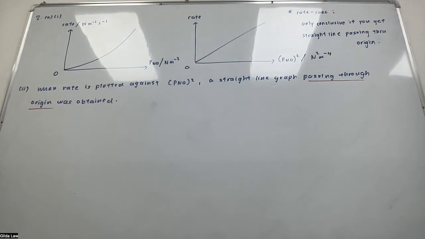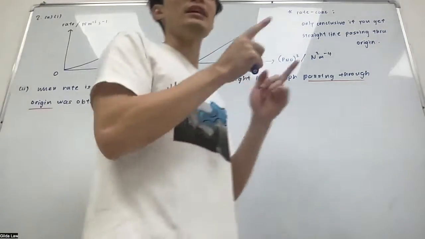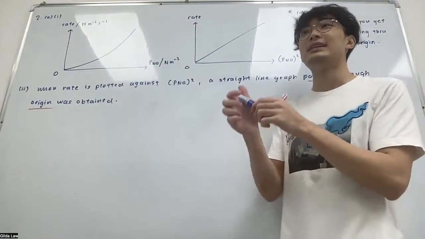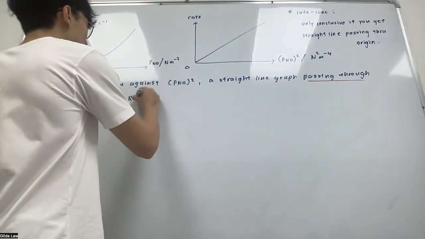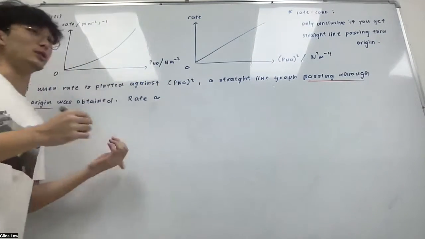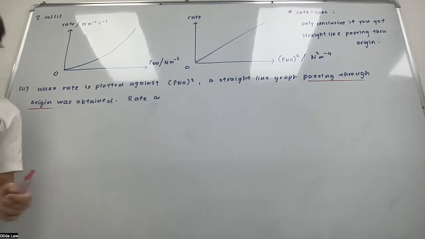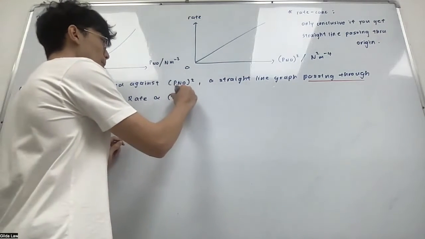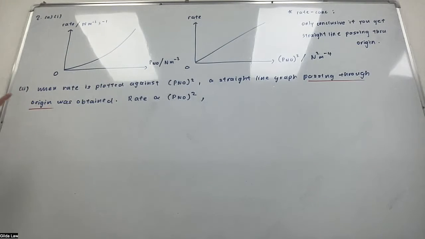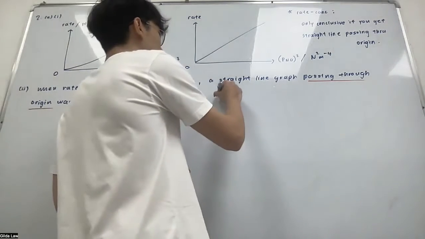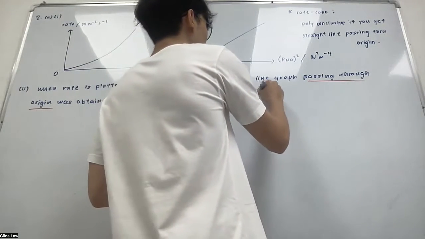And then from here, what can we infer? What's the relationship that we can infer over here? Rate is directly proportional to what? The square of NO. Yes, good. So you can just say rate is directly proportional. If you don't want to spell everything out, just use this simple symbol over here. It's proportional to the partial pressure of NO squared, which then signifies what order of reaction this is? Second order. So then you can tell me the reaction is second order with respect to NO.